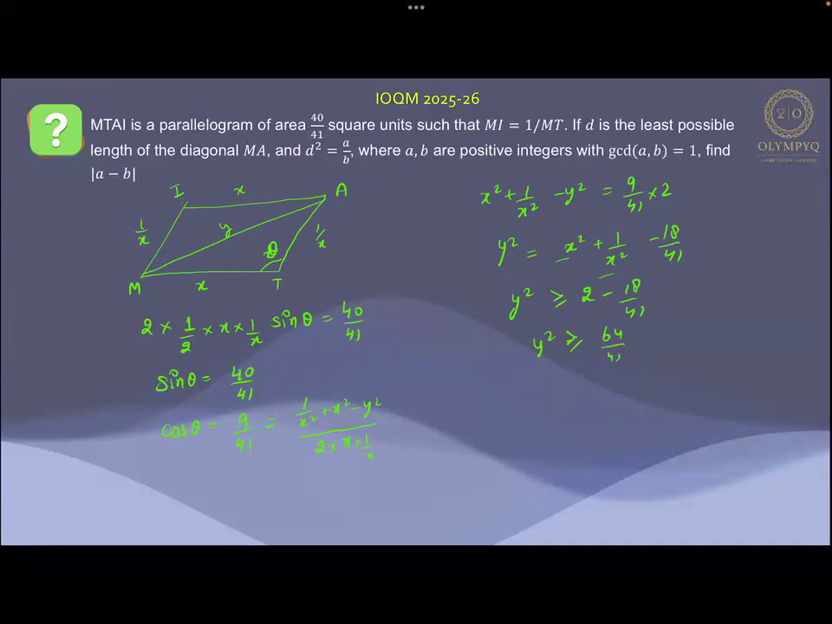Therefore, the minimum value of y square, which has been given equal to D square, is going to be equal to 64 by 41. And if it is equal to 64 by 41, then the value of modulus of A minus B is going to be equal to modulus of 64 minus 41, which is equal to 23. Hence 23 has to be the final answer, and the same is mentioned in the IOQM final answer key as well.